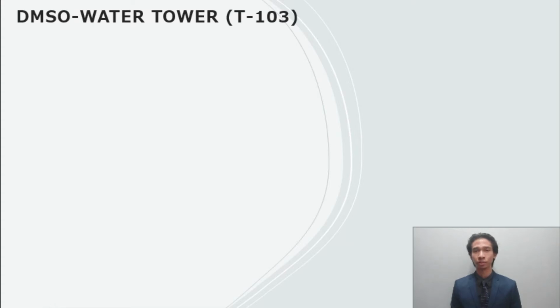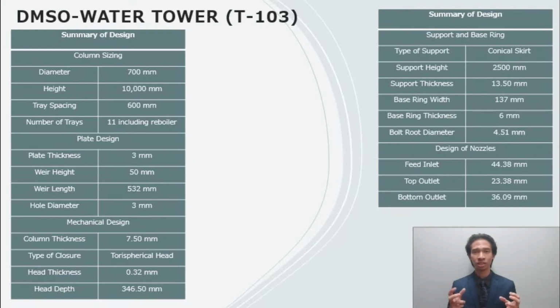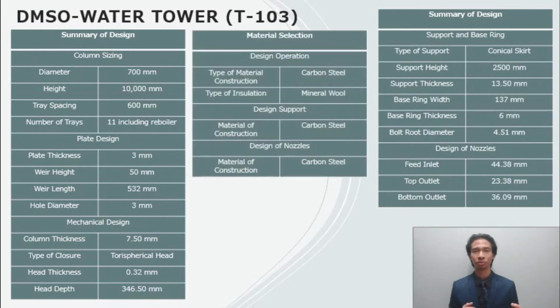I am Muhammad Zafkan bin Zabi and will introduce you to the DMSO water column design, which is very crucial in this production of isopropanol as it recycles the solvent used in the extraction column to obtain a better purity of the final product. The key components in this column, which consists of light and heavy key, are water and DMSO respectively.